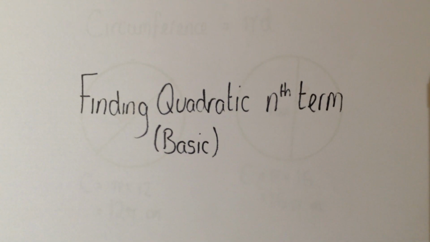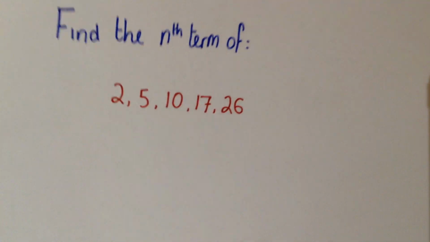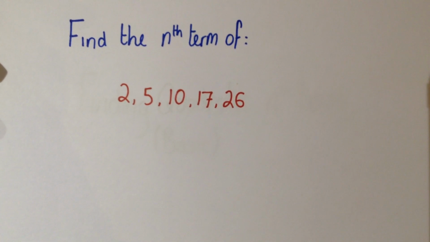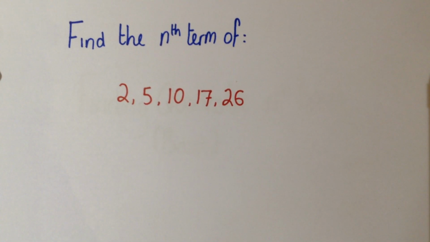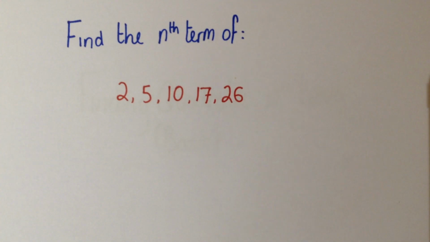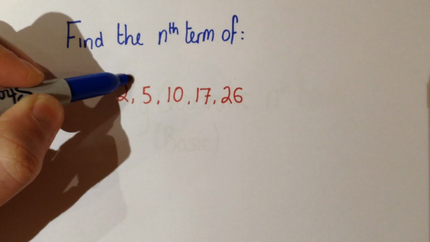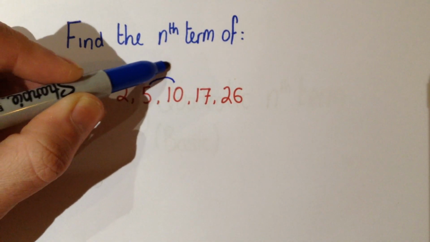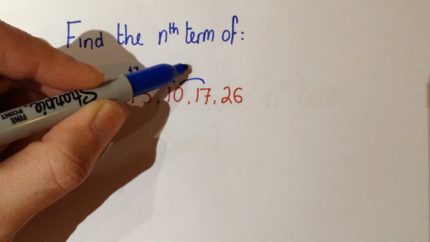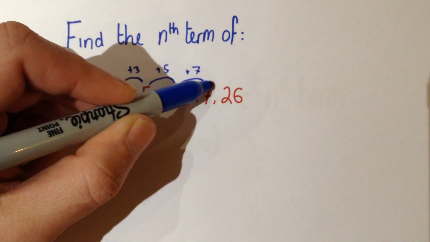This is your guide to finding the nth term of basic quadratic sequences. Unlike linear sequences, quadratic sequences don't increase or decrease by the exact same amount each time. So here, if you notice, the sequence is increasing by a different amount each time.